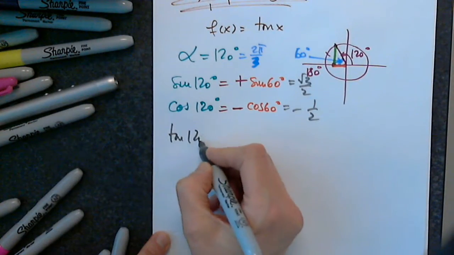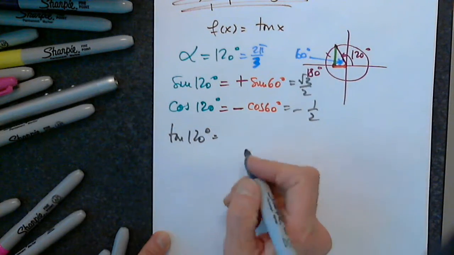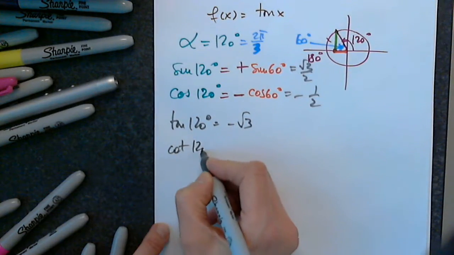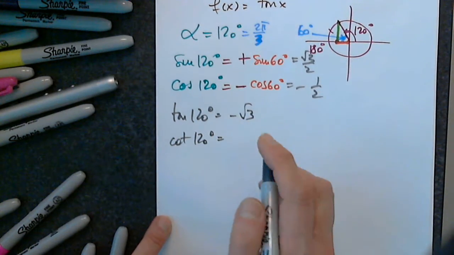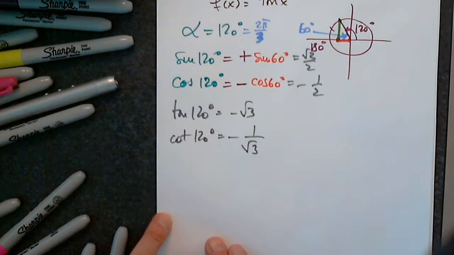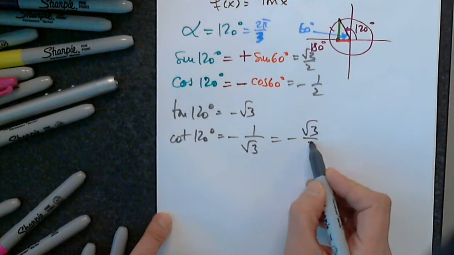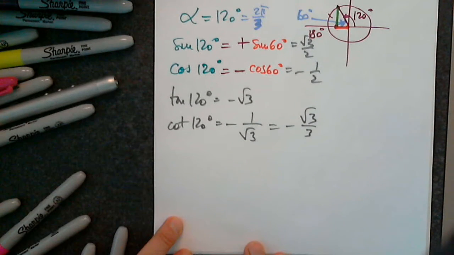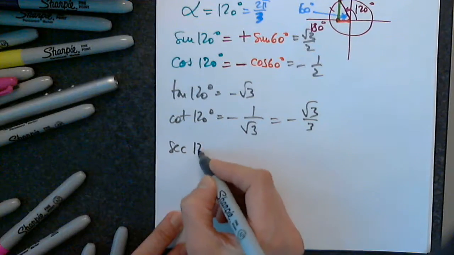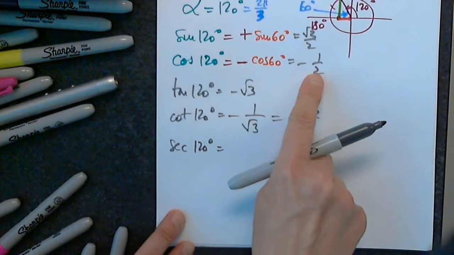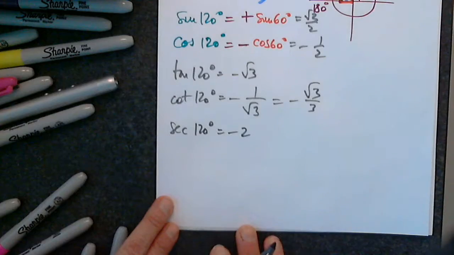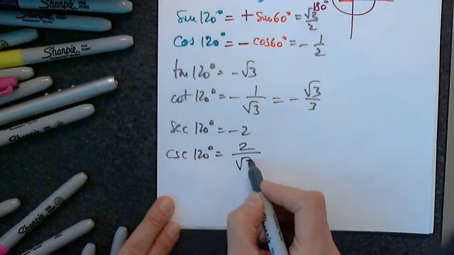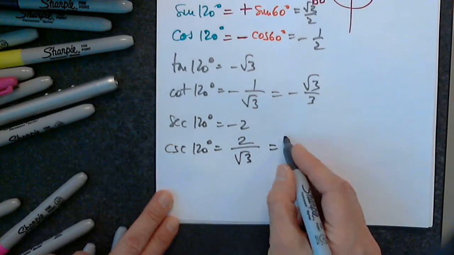So tangent 120 degrees is this over this, which is negative the square root of 3. Cotangent 120 degrees is 1 over this, which is negative 1 over the square root of 3, and I have to rationalize it. Oh, it's good. Secant is 1 over this. I flip it, negative 2. And cosecant 120 is 1 over this, which is 2 over the square root of 3, and I have to rationalize.